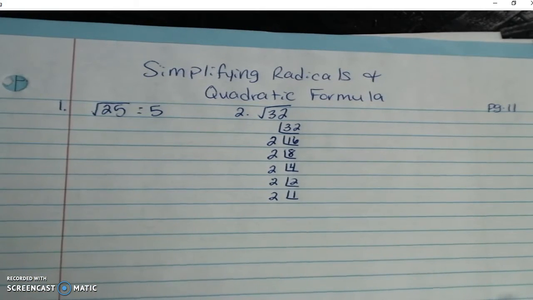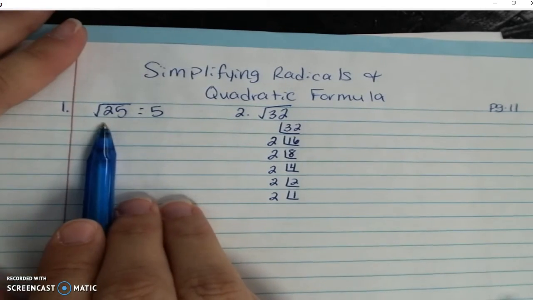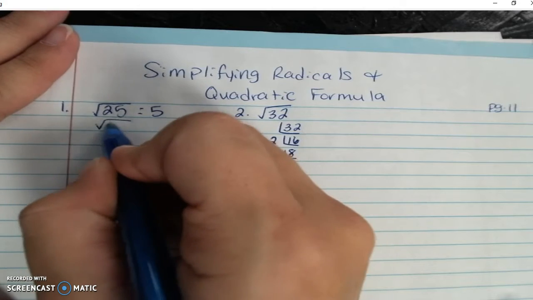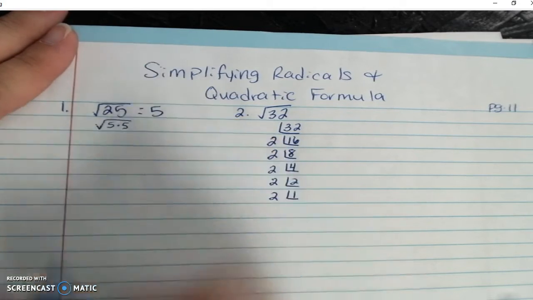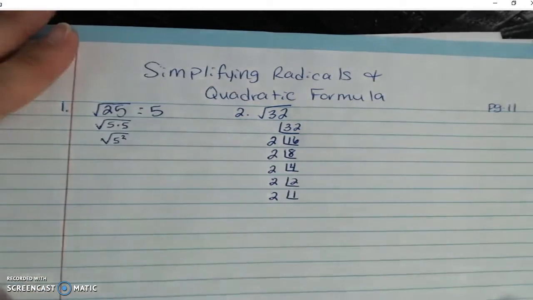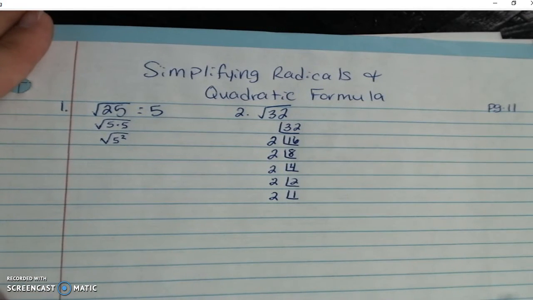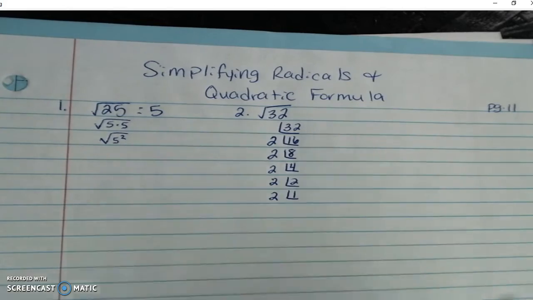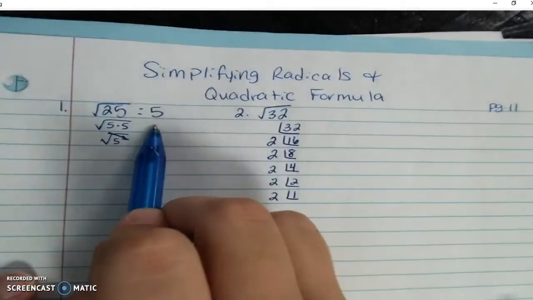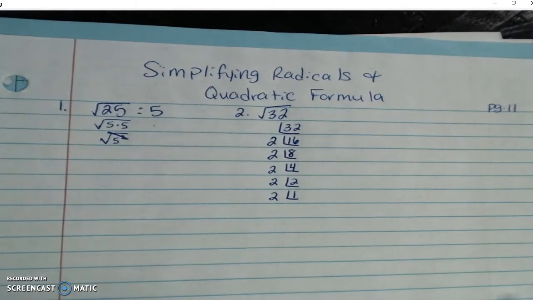So now, if you remember, if we look at our 25, we can rewrite that 25 as 5 times 5, or 5 squared. And then remember, a square and a square root are inverses or opposites of each other, so they cancel out, and that's why our answer is 5.